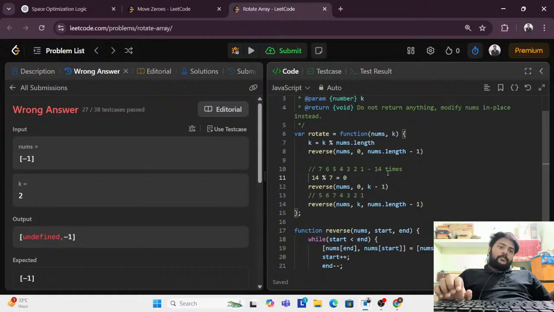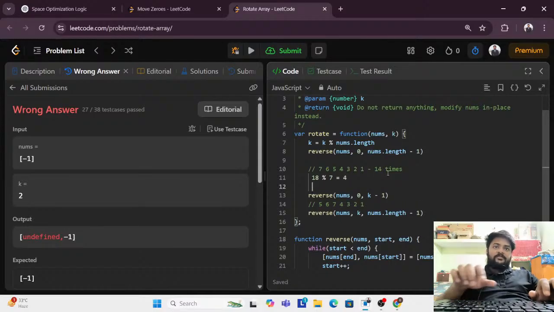Even if it was, let's say 18, right? So 7 to the 14, 7 to the 21, right? So if you see 7 to the 14, which means 4, so I just need to rotate only 4 times. Reason is because 7 times plus 7 times is already done, right? Which means it will be back to original, right?